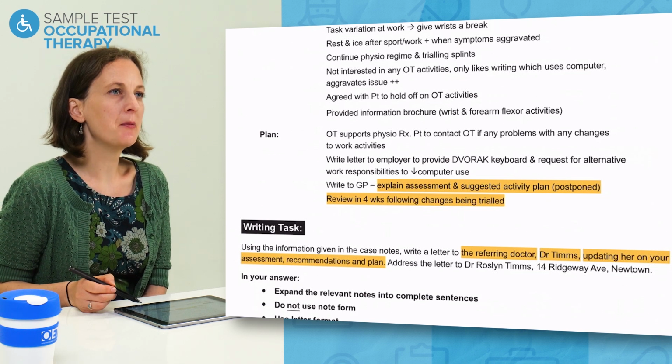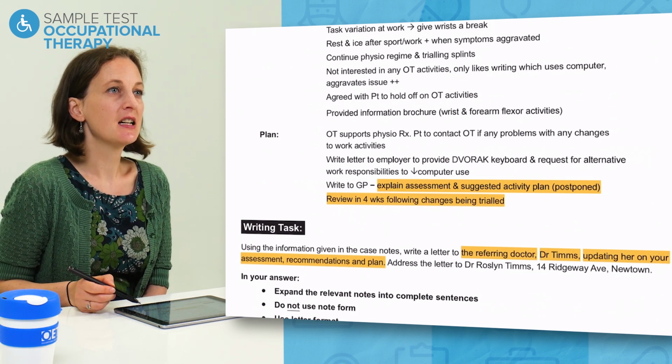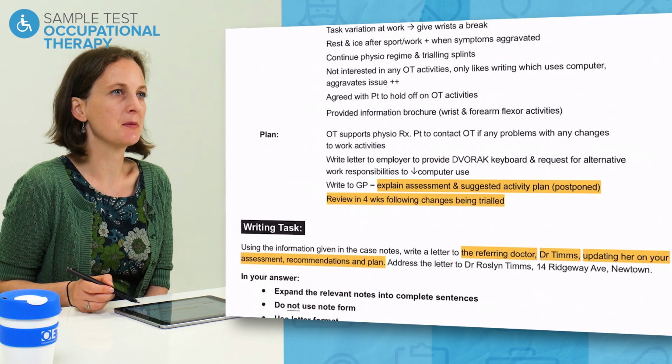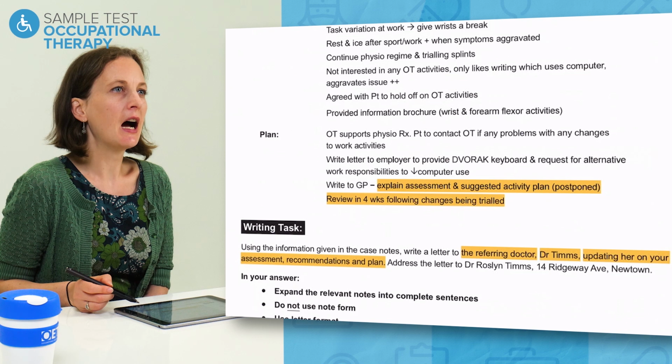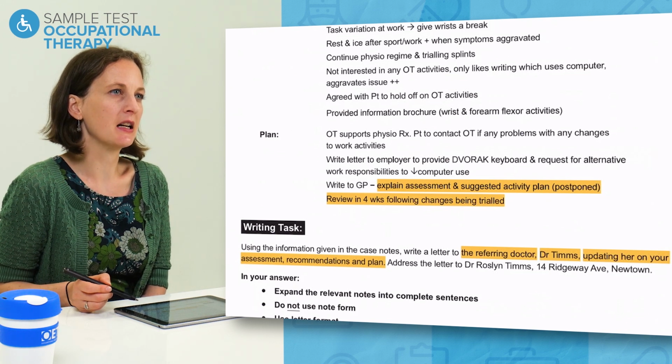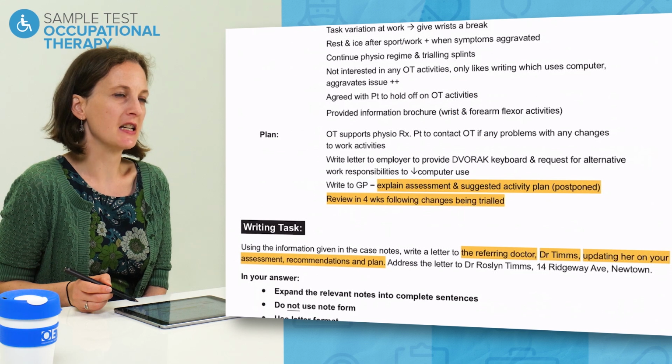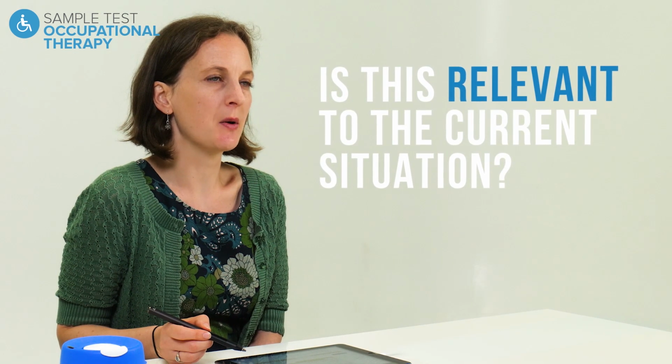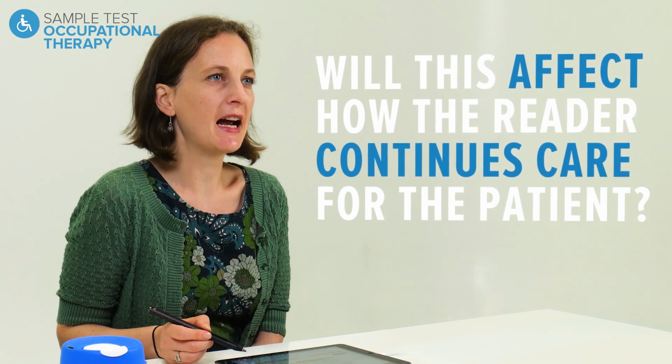With this in mind, and remembering the specific reasons for writing this letter, to update the referring doctor about my assessment of Ms. Miles's wrist problems, I can start reading through the case notes line by line, deciding whether each one is relevant to the reader or not. To help make the decision, I will ask myself 2 questions each time. Is this case note relevant to the current situation? And will this case note affect how the reader continues care for the patient? If the answer to both questions is no, I can omit this information. If the answer to either question is yes, I will need to include this information somewhere in the letter.